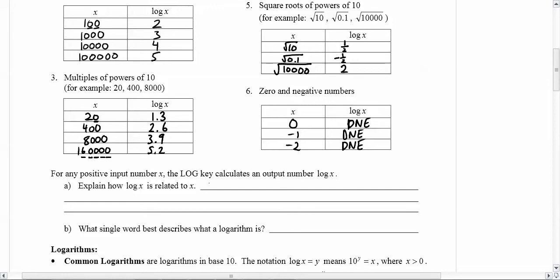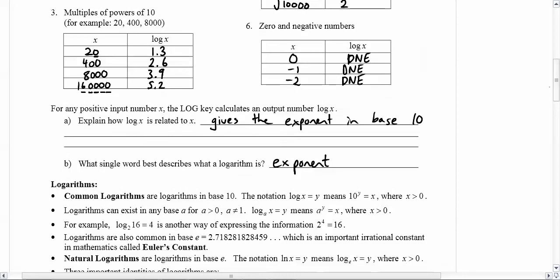So a log really gives the exponent in base 10 of a number. The best single word that describes a logarithm is that it's an exponent. And a common logarithm is in base 10. So when you see log of x, what it really means is log base 10 of x equals y. And this has the same meaning as 10 to the power of y equals x.